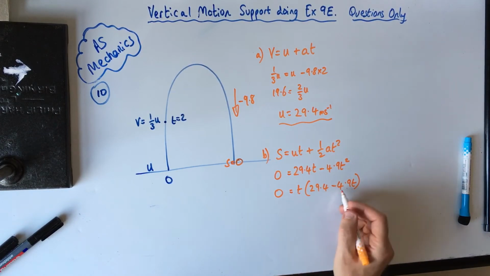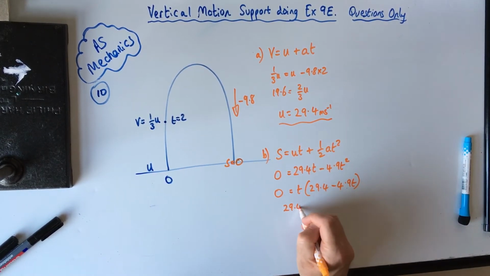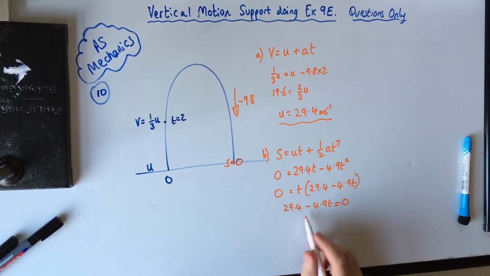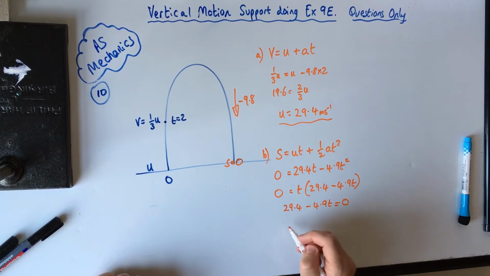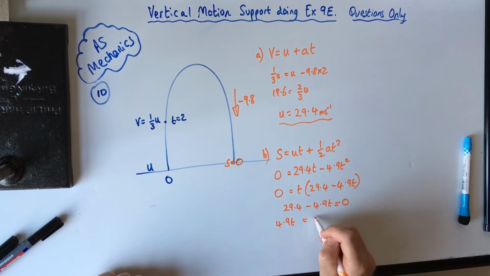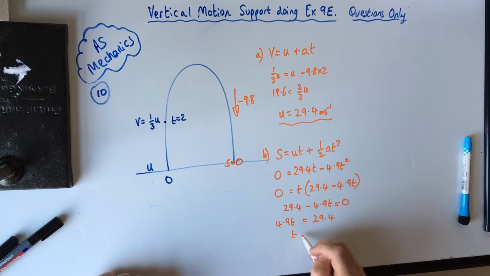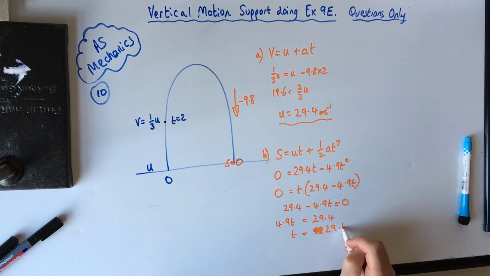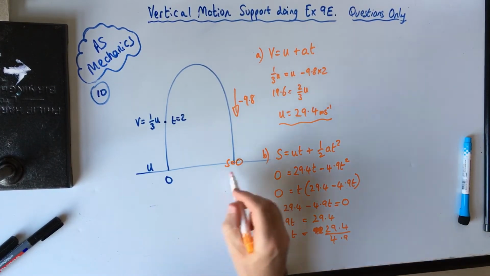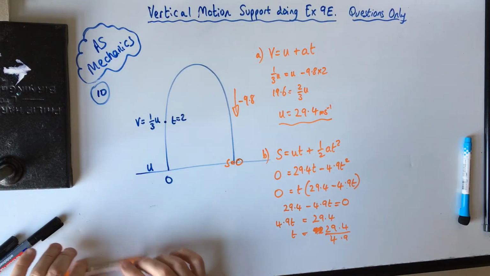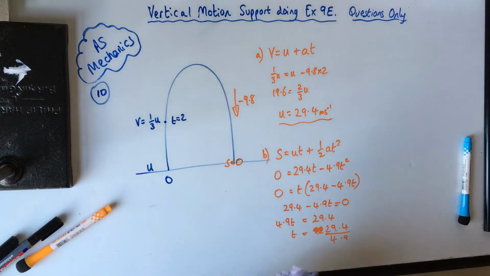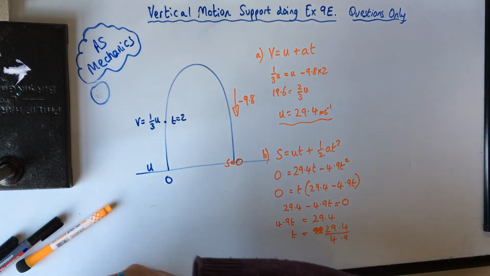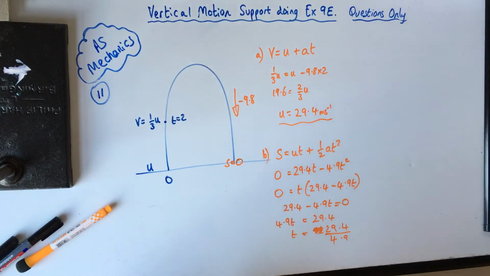And 29.4 minus 4.9t is also equal to 0. This bracket is equal to 0. Just factorising, simple, isn't it? So 4.9t is equal to 29.4, and divide both sides by 4.9. So 29.4 divided by 4.9. That's the time of flight, whatever that works out to be. And that's number 11. I put 10 there, didn't I? But I meant number 11.